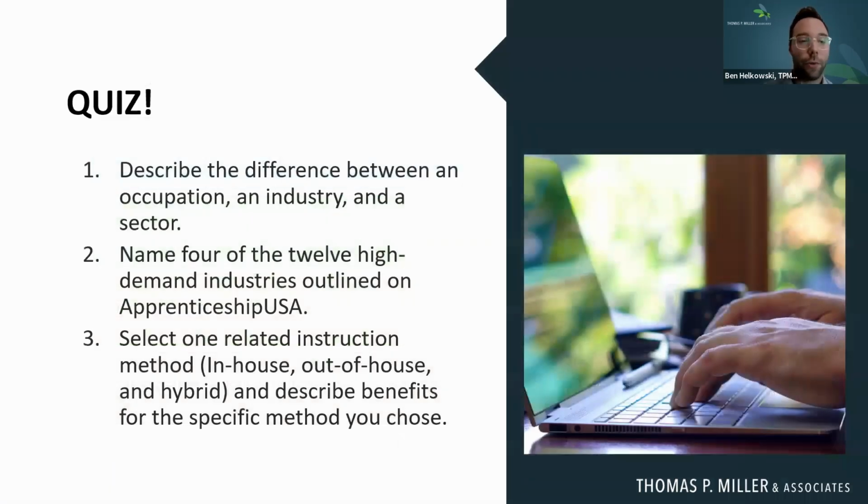And before we let you go, we have your 5th quiz. So question number 1, describe the difference between an occupation, an industry, and a sector. Question number 2, name 4 to 12 high demand industries outlined by the Apprenticeship USA. And question number 3, select one related instruction method, in-house, out-of-house, and hybrid, and describe benefits for the specific method you choose.